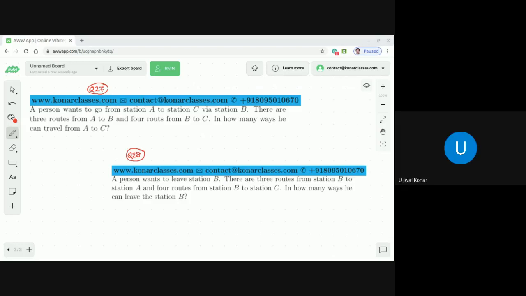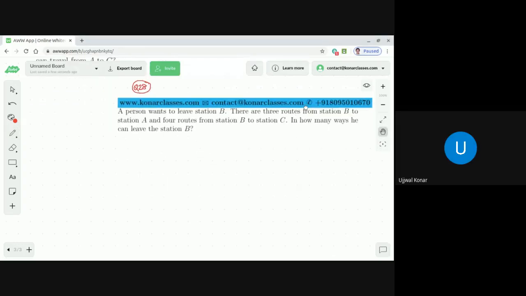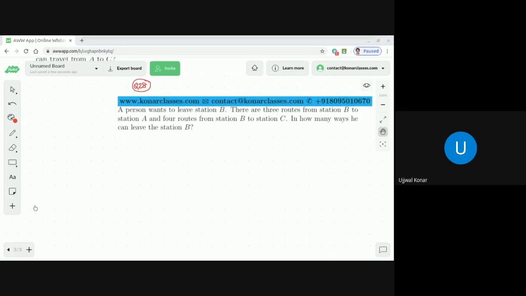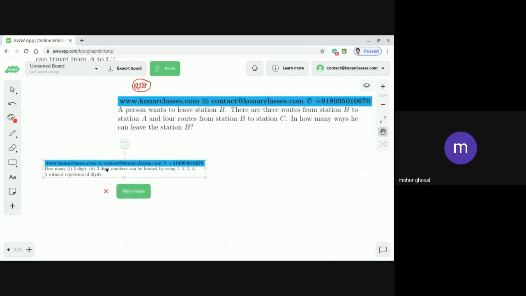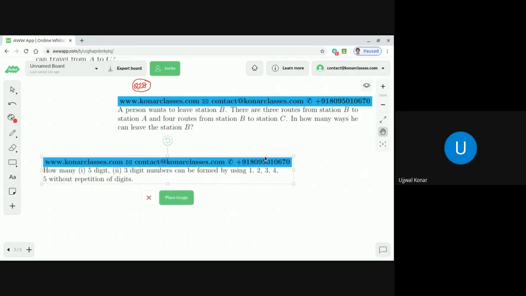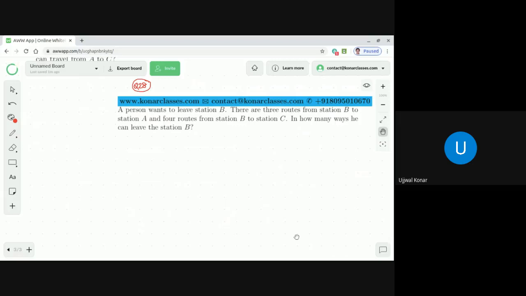Great. So for the first part, you got the answer as 120, and for the second part, you got the answer as 60. Appreciate. So I hope we can make some practice here, right? Correct or not? Okay. That was question number 29, which all of you got correct.